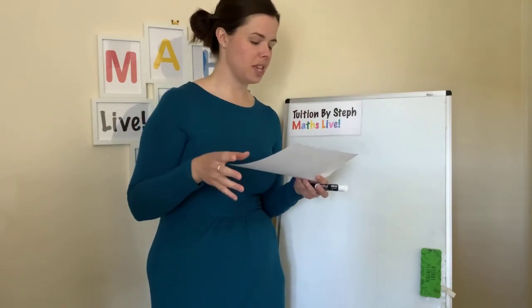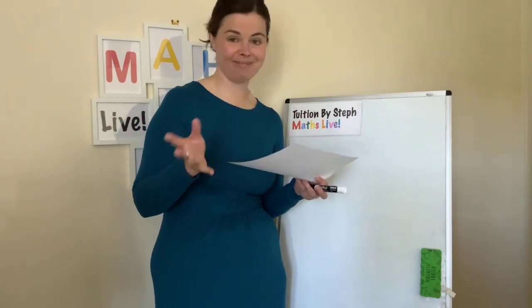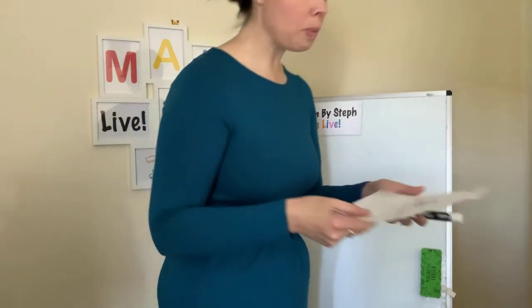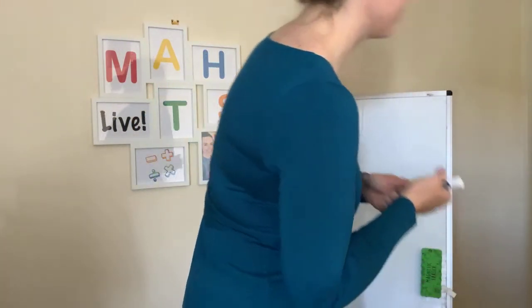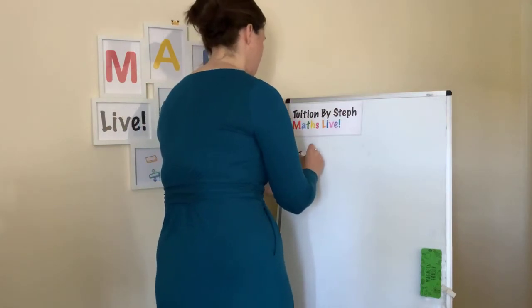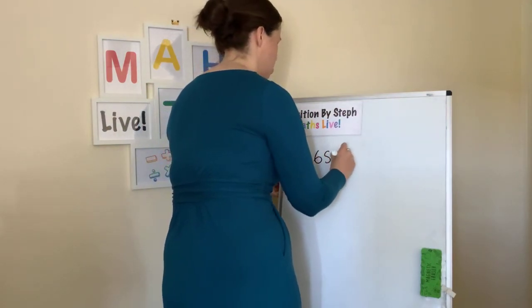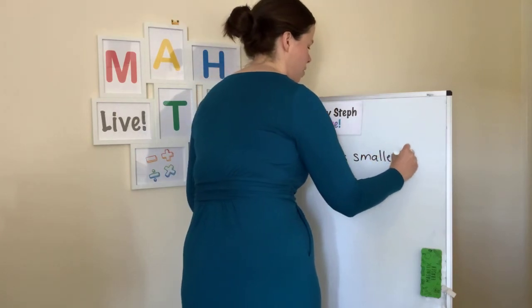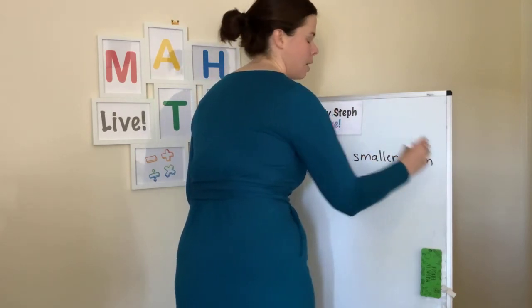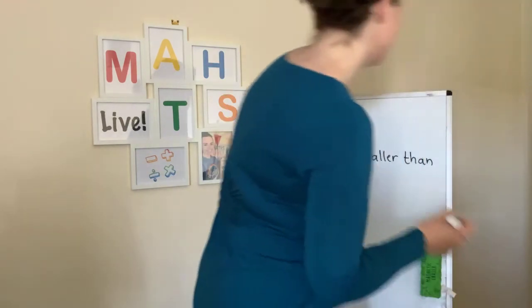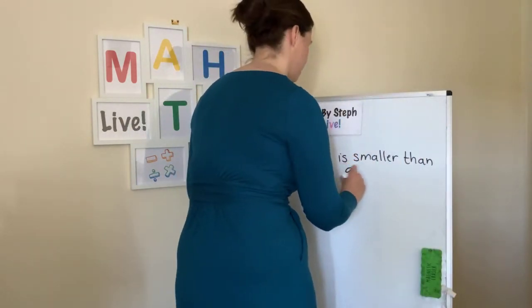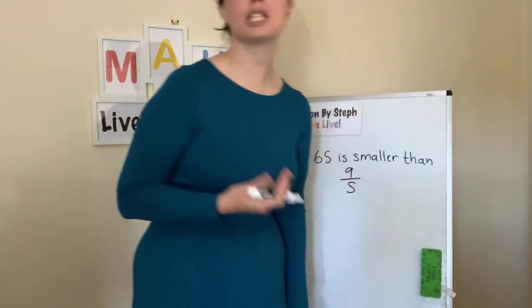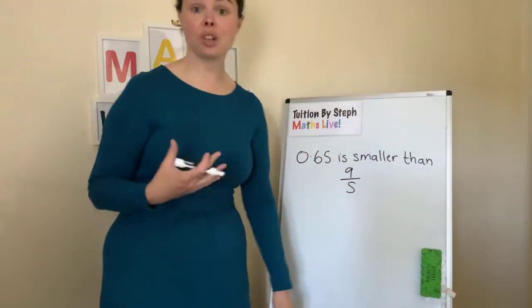So the first question is, Rudolph, it could be people's names. Rudolph says 0.65 is smaller than 9/5, and it asks us to explain why he is correct.